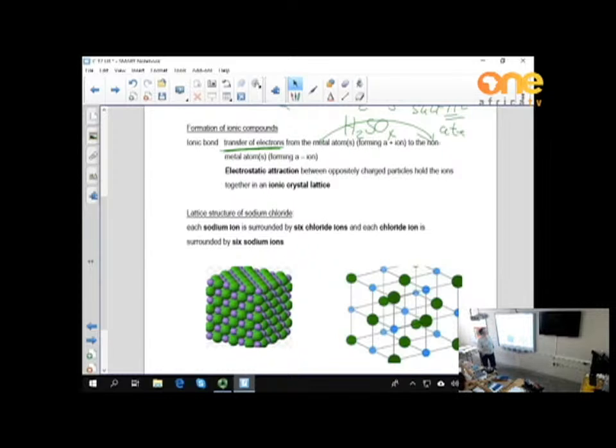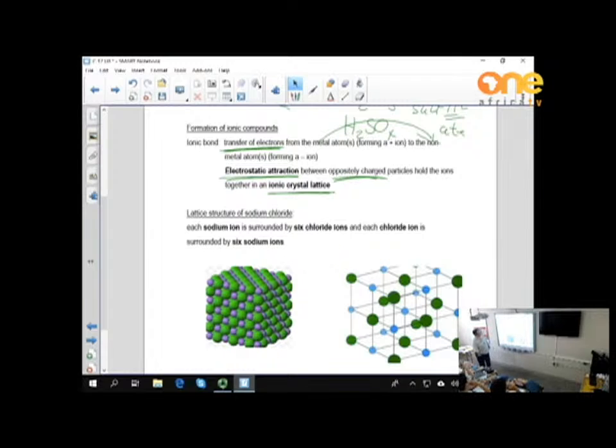The moment the metal loses electrons, it becomes positive. The moment the non-metal gains the electrons, it becomes negative. We have electrostatic attraction between opposite charges. So electrostatic attraction, oppositely charged particles hold the ions together in a crystal lattice. What's a crystal lattice? Orderly arrangement of particles in a solid state.